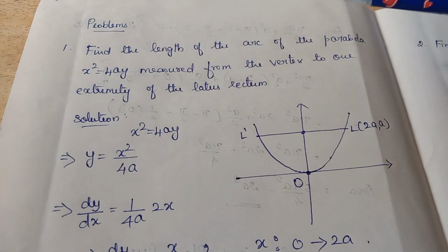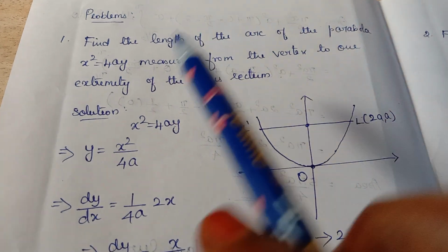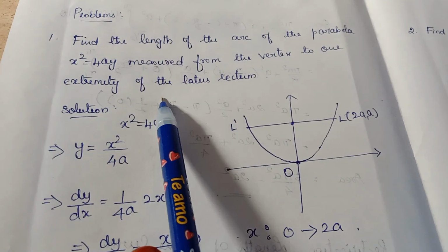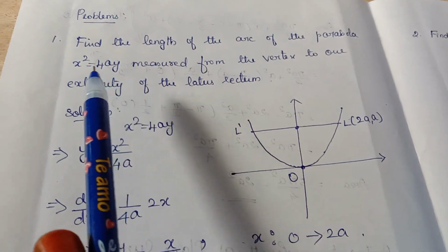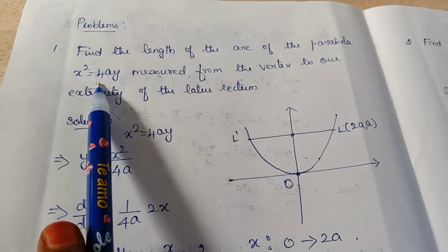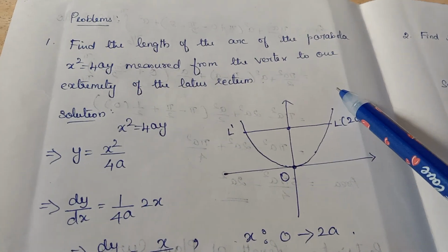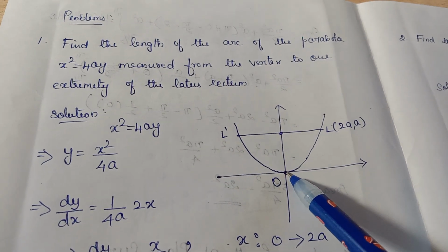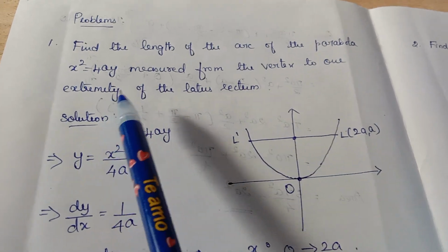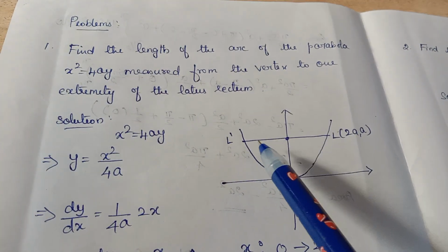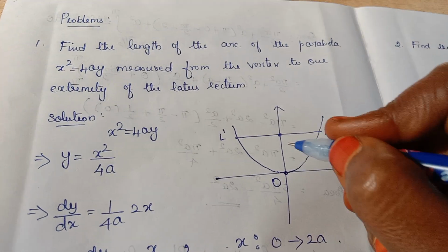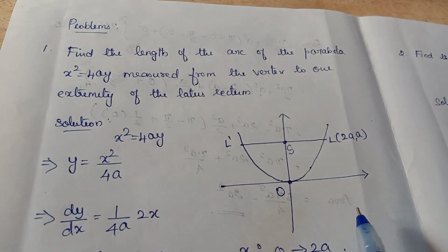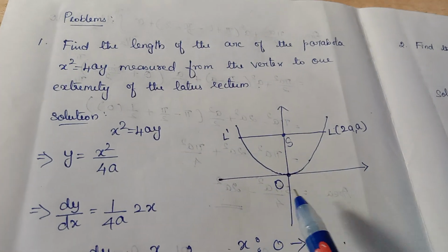First problem: find the length of the arc of the parabola x square equal to 4ay measured from the vertex to one extremity of the latus rectum. So what is the equation? x square equal to 4ay. So it is an upward open parabola, with the vertex here and the focus here. This is the latus rectum, which is passing through the focus, isn't it? The length of the latus rectum is equal to 4a. All these things you would have studied in coordinate geometry. So this is the parabola.